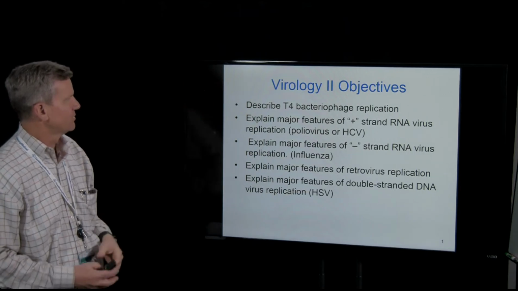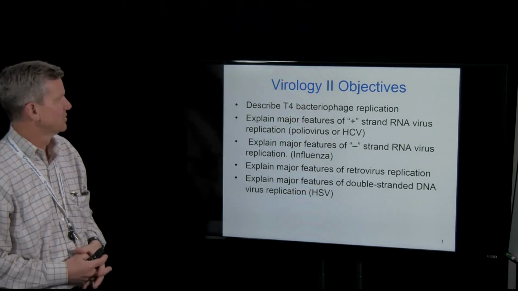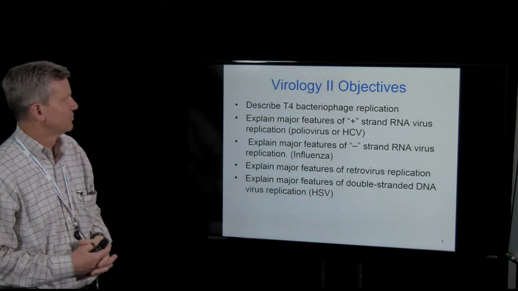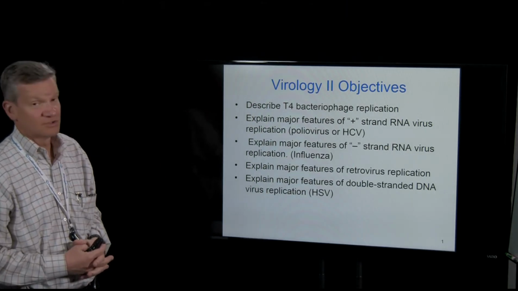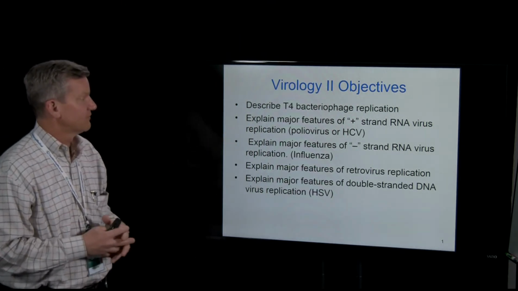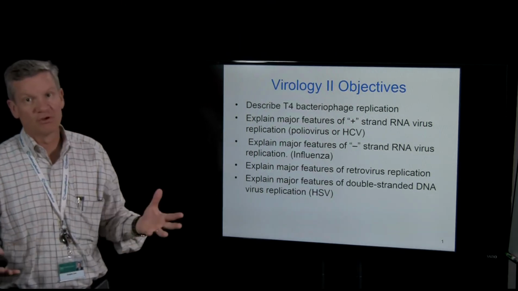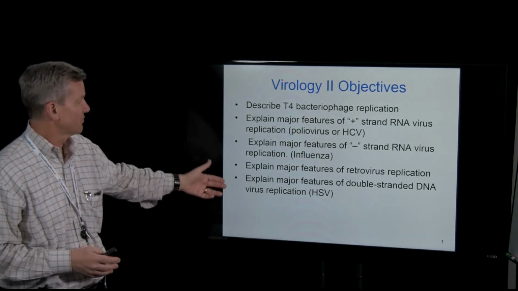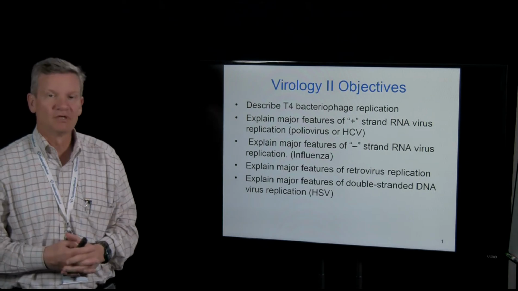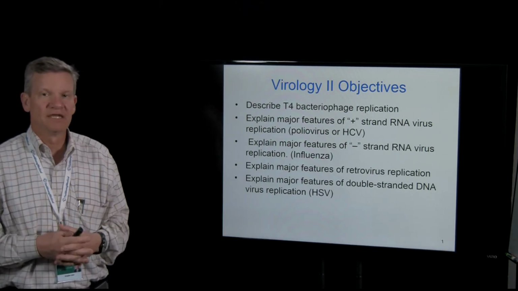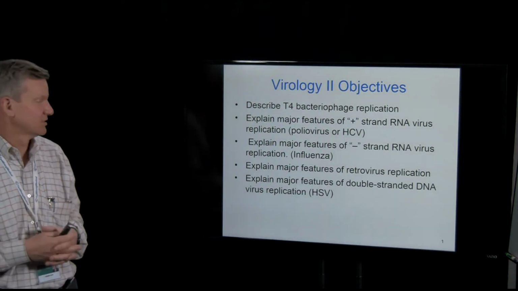We'll talk about bacteriophage T4 replication, replication features of a positive strand RNA virus, which is the largest virus family. Major features of a negative strand RNA virus, where we're going to use influenza. And then we're going to talk about retrovirus replication, and then a little bit about herpes virus, which is a double-stranded DNA virus that replicates in the nucleus.